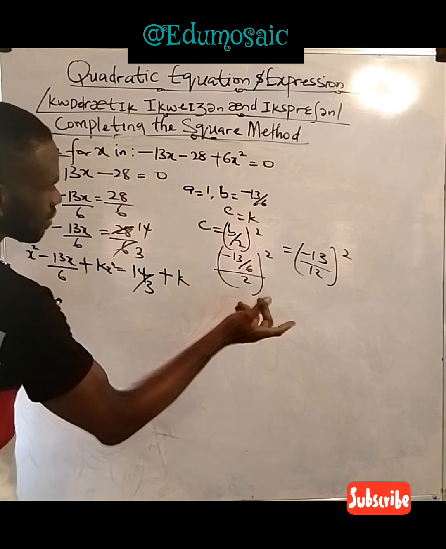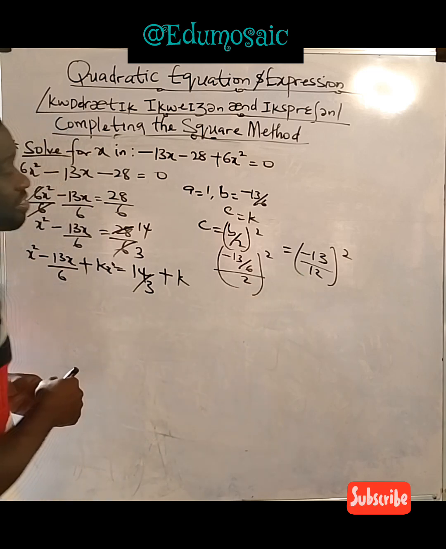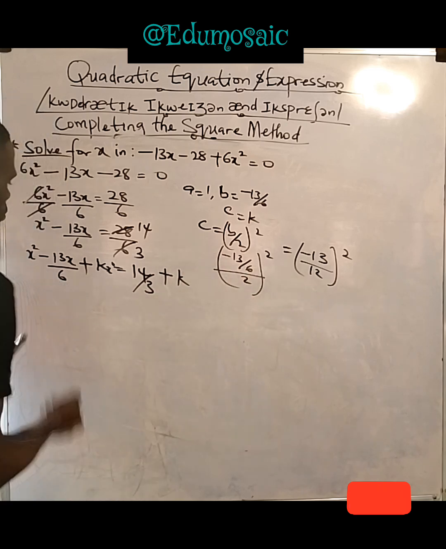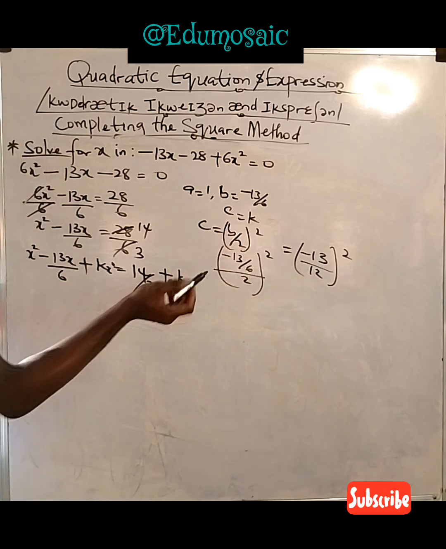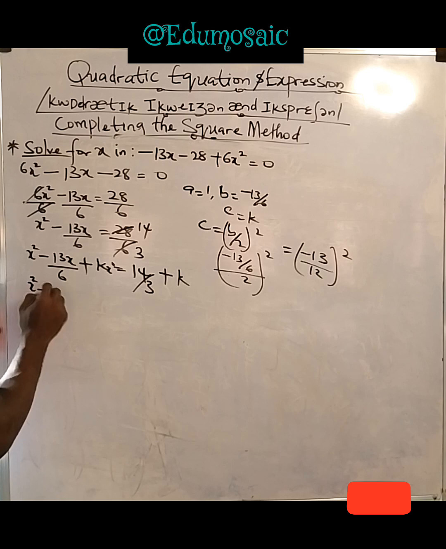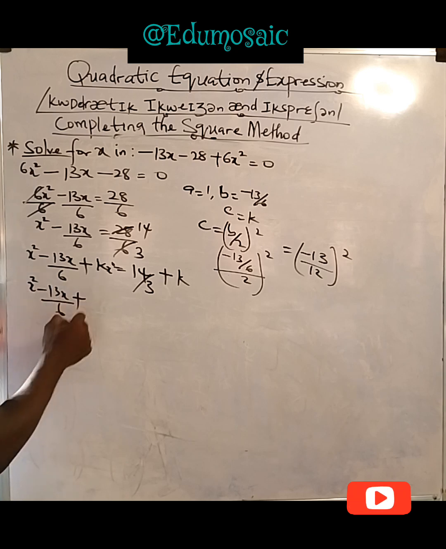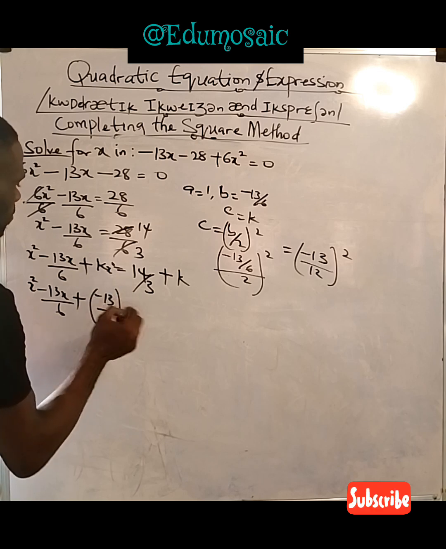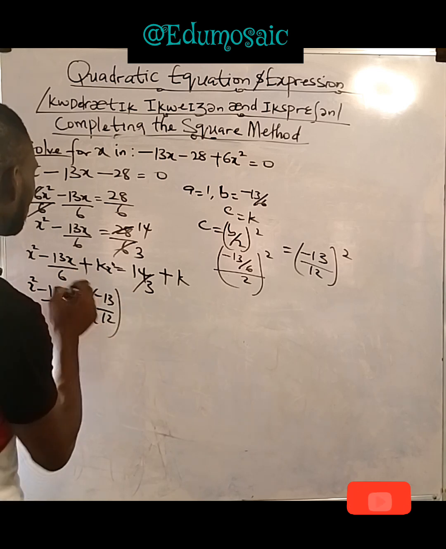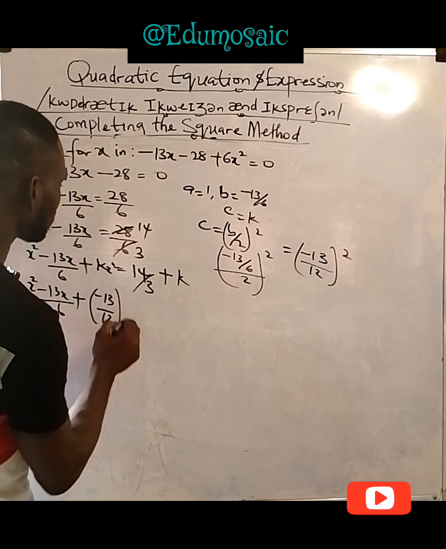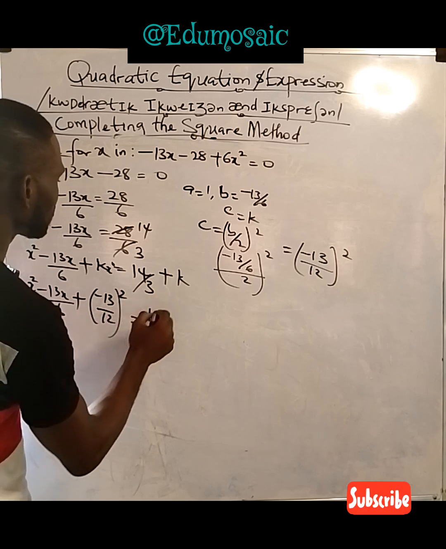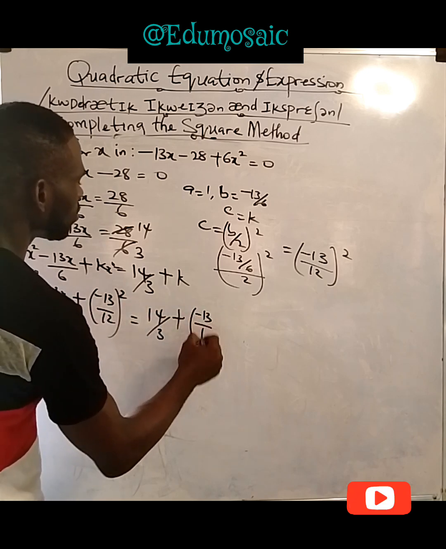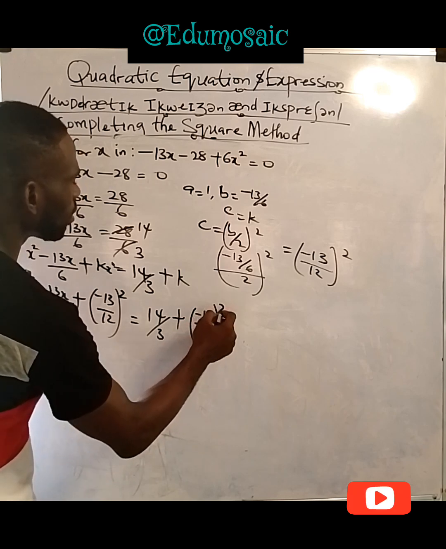So at the end of the day, you end up with minus 13 over 12 times minus 13 over 12, which will give us plus 169 over 144. But let's leave it like this. We may have need of it right here, the way it is. So x squared minus 13 over 6 x plus minus 13 over 12, that's k, minus 13 over 12 raised to power 2, equals 14 over 3 plus minus 13 over 12 raised to the power of 2.